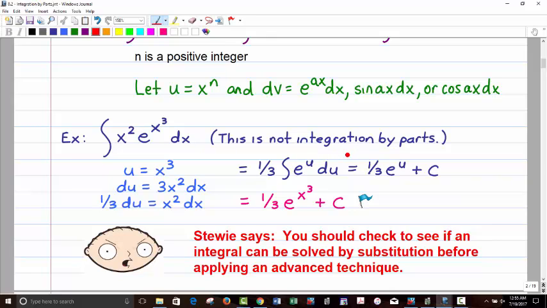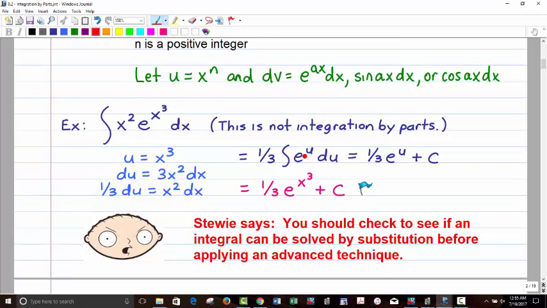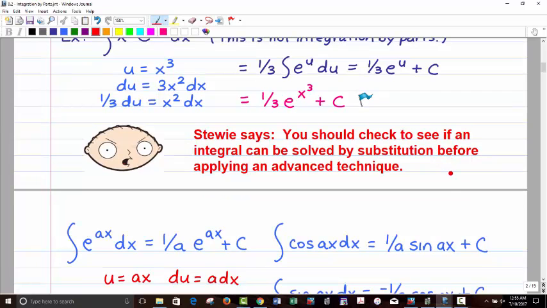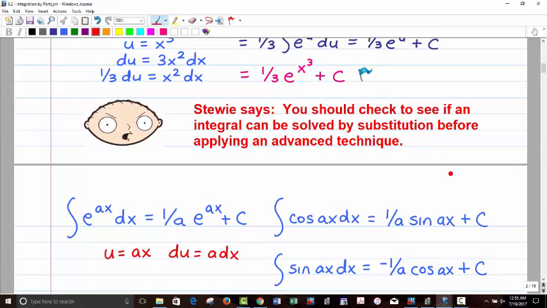But that's just part of the skills of integration: the more you learn, the more you try to look at and recognize what it would fall under. And that's why they invented erasers and things like that, so if you mess up, you can start over. And here's Stewie. He's letting us know to make sure we solve by substitution. But like I said, if it says integration by parts, it will be integration by parts.